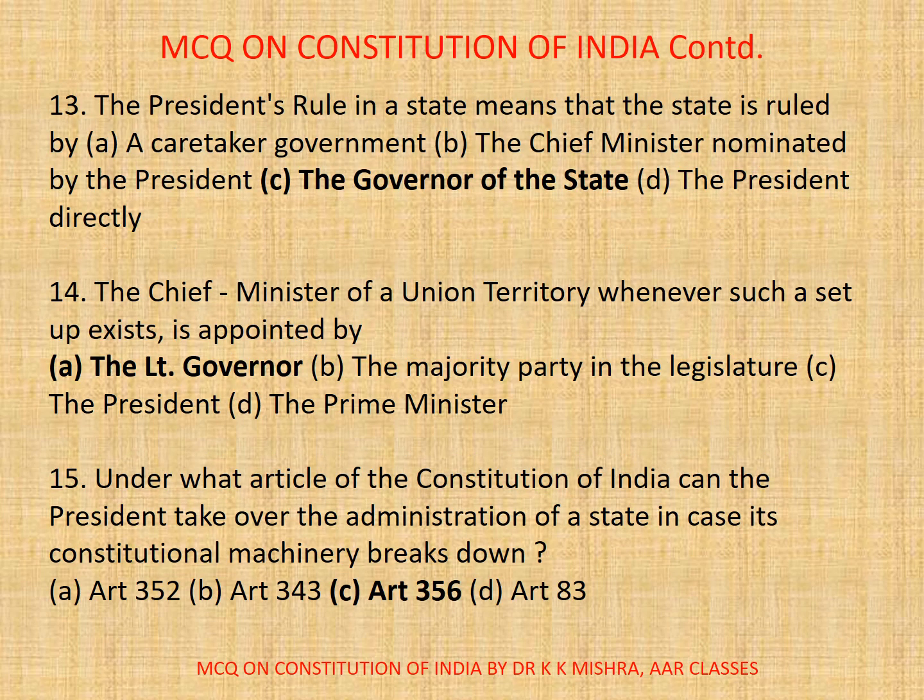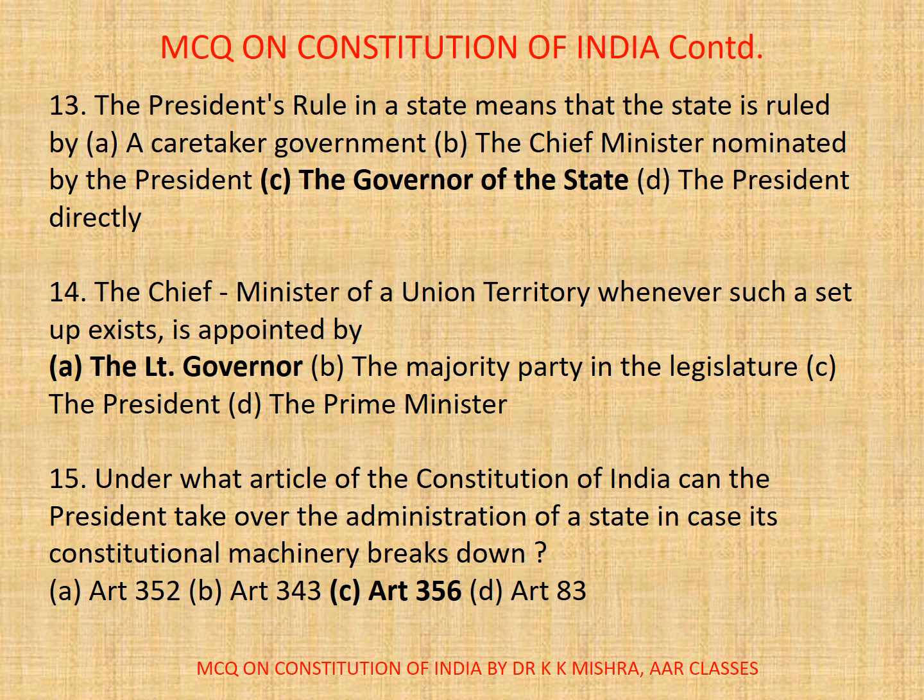13. The President's rule in a state means that the state is ruled by A. a caretaker government, B. the Chief Minister nominated by the President, C. the Governor of the state, D. the President directly. Correct option is C. the Governor of the state. 14. The Chief Minister of a Union Territory, whenever such a set-up exists, is appointed by A. the Lieutenant Governor, B. the majority party in the legislature, C. the President, D. the Prime Minister. Correct option is C. the Lieutenant Governor.